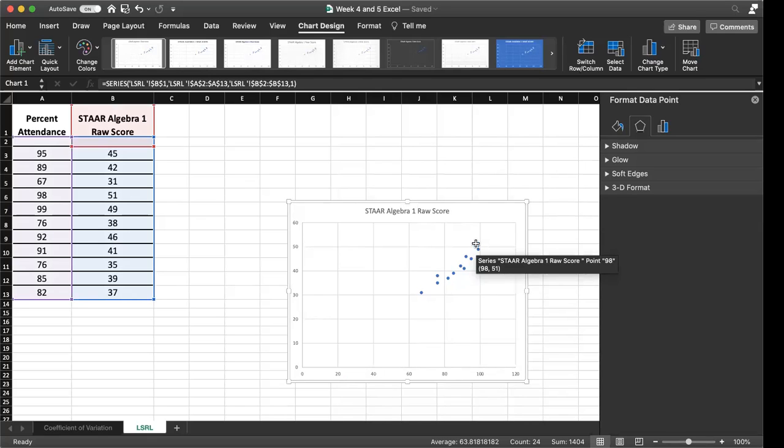So when we look at this graph, what's the general direction of the graph? Positive. What does that mean when it's positive? That as your X increases, so does your Y. What does X stand for here? Attendance. So as the attendance increases, what happens to your raw score? It increases. That's what I want you to say: as attendance increases, raw score also increases. That gives me the general trend.